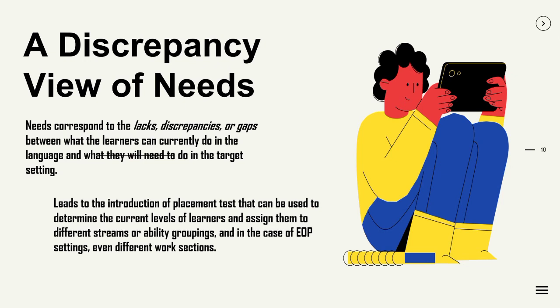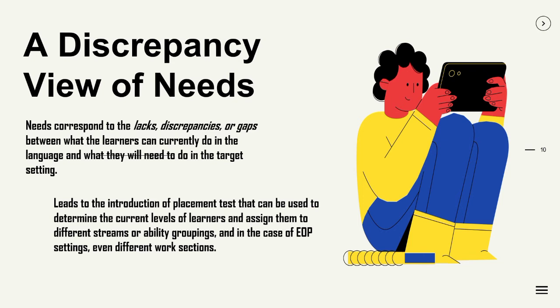The second one is a discrepancy view of needs. Here, the needs correspond to the lacks, discrepancies, or gaps between what the learners can currently do in the language and what they will need to do in the target setting. In this case, in EAP settings, experienced ESP instructors are the most useful stakeholders. And then, in EOP settings, line managers and senior staff may have the most accurate understanding.